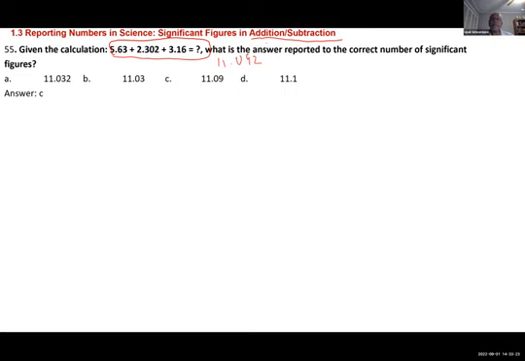Now this calculator answer has to be rounded off to one of the decimal places. When you look at this, the lowest decimal place is the second decimal place here. This one is a third. Therefore, you don't round it off to the third decimal place. You round it off to the second decimal place because these have the lowest decimal place, which is 2. Therefore, the answer is 11.09. So the 2 is dropped. So the answer is C.